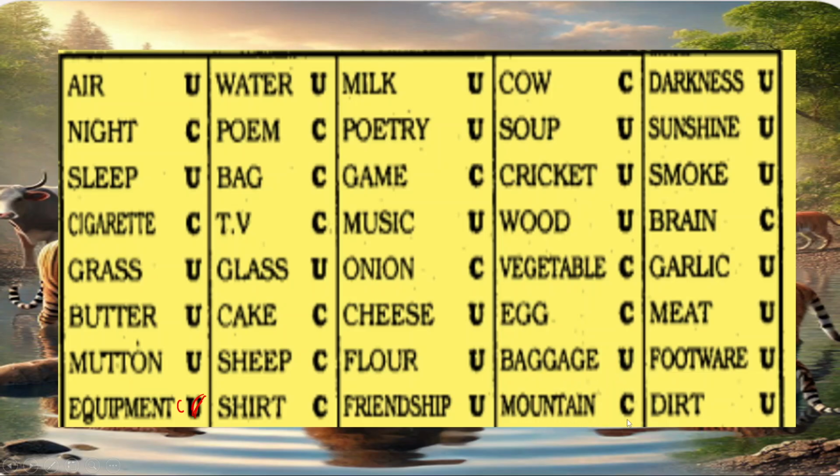Mountain. How many mountains are there? You can count, okay, and even we named them. Darkness is uncountable. You cannot count the darkness. You can count the nights. But darkness, you don't know how much is there. Sunshine is uncountable. Smoke is uncountable. Brain is countable. How many heads are there? You can count. You'll get the number of brains.